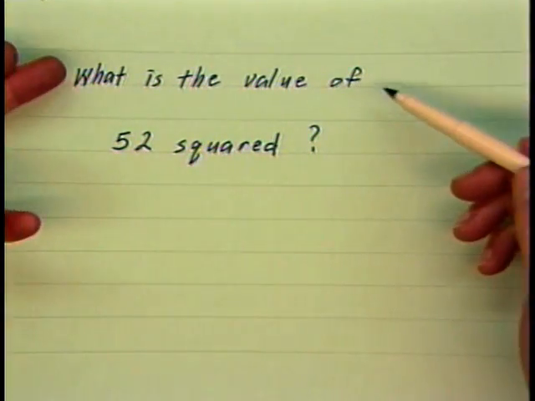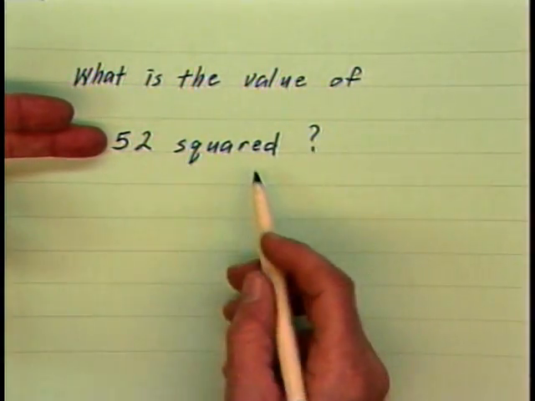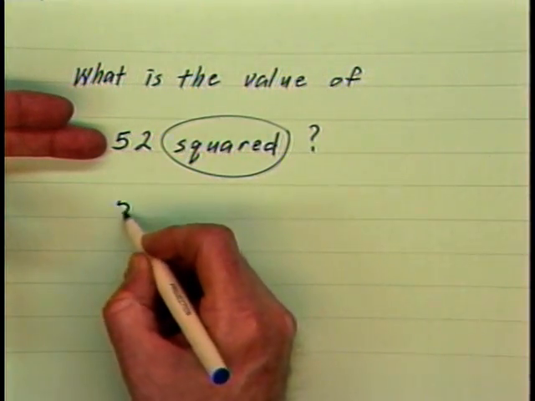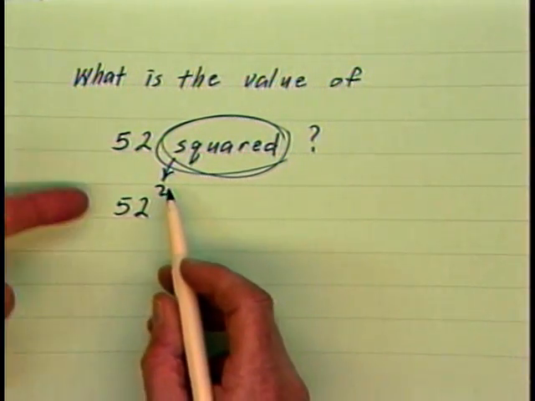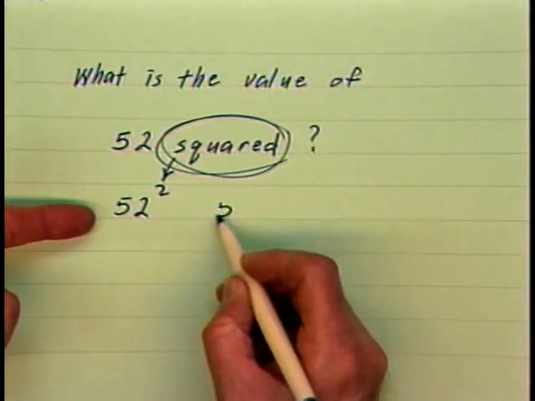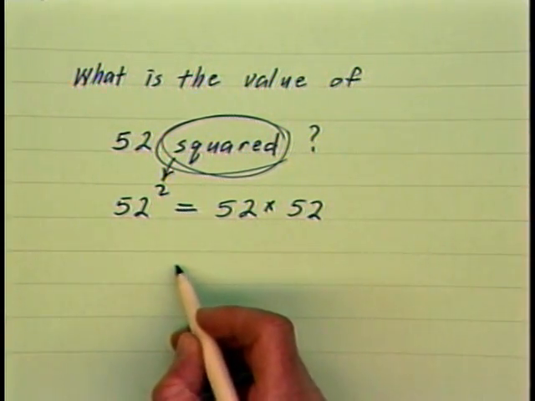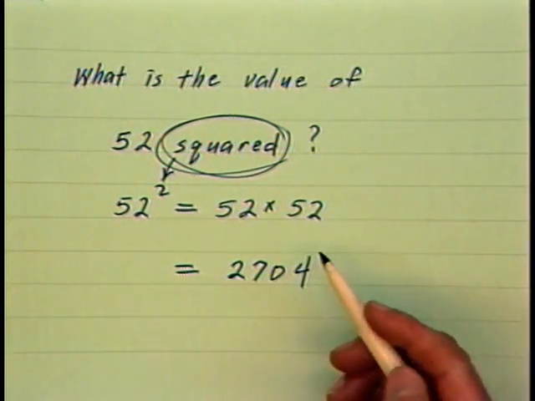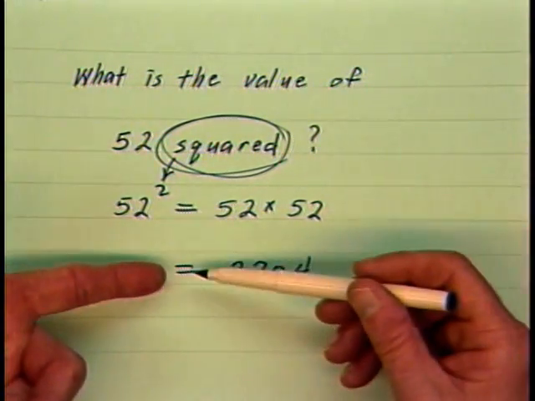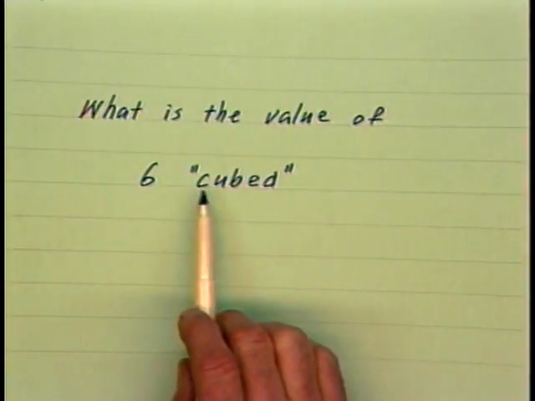So if in a college math course someone were to ask what is the value of 52 squared, what this slang is saying, the word squared, is 52 to the second, that's the squared bit, power. And this of course means take two 52s and multiply them together. And of course if we did that we would find it's 2,704. So we'd say 52 squared is 2,704.